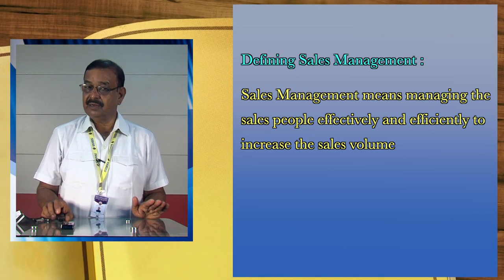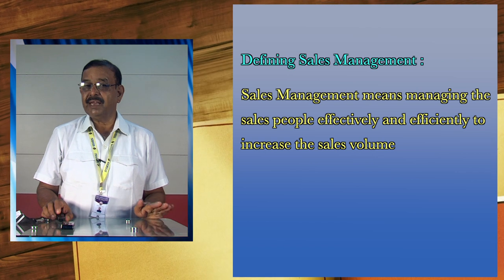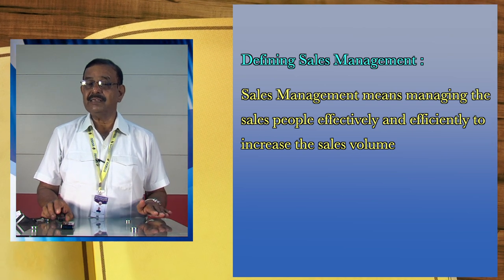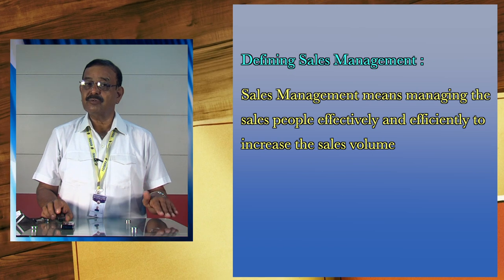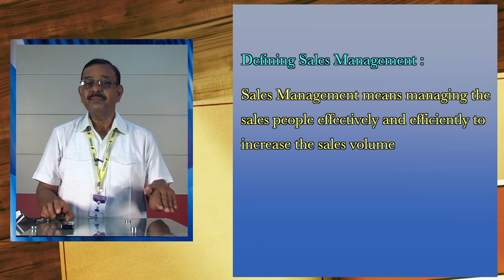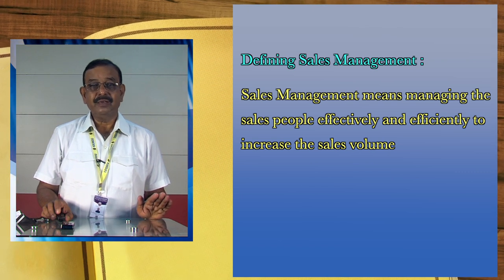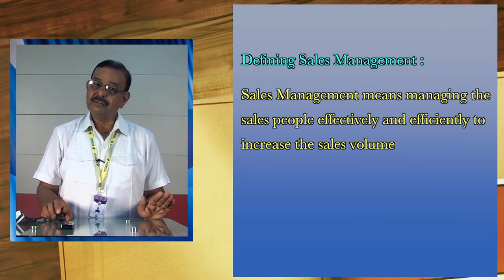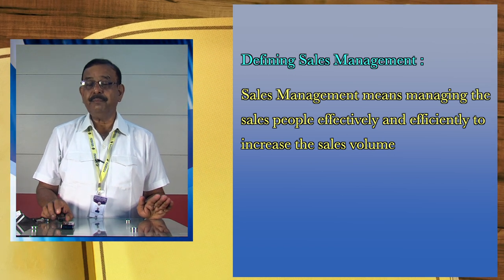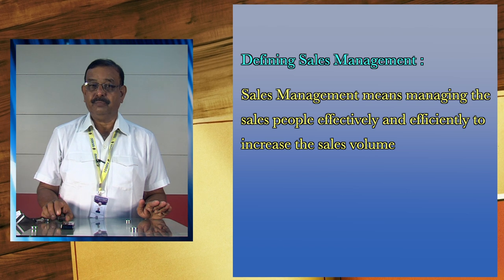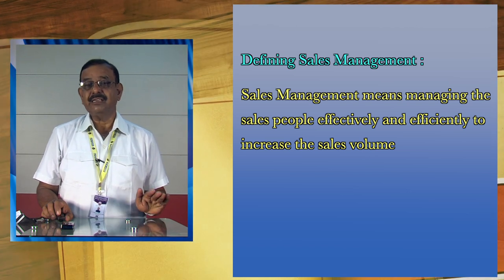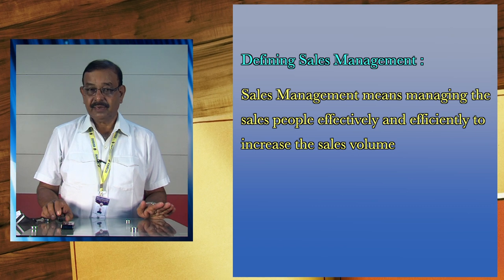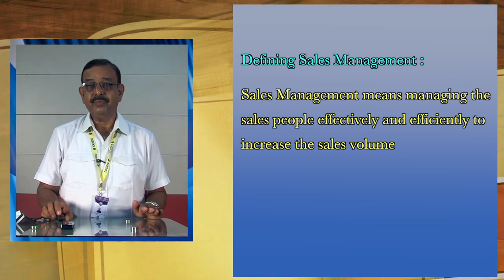So once again, I will repeat that definition. Sales management means managing the sales people effectively, in terms of achieving results, and efficiently, in terms of consuming resources, reducing expenditures, increasing sales at reduced cost. That is the purpose of the sales people, so that the company's sales volume increases and profit also increases. So sales management means managing the sales people effectively and efficiently to increase the sales volume. To make it simpler, sales management is the management of the personal selling function, which is concerned with attainment of sales objectives, sales volume, at the least cost.